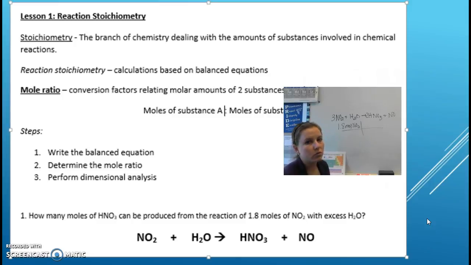What we want to do is use the mole ratio. Here's where we're going to put that into play. You're going to use these coefficients out in front when we do these conversions. So right here, we want moles of NO2 to cancel on the bottom.